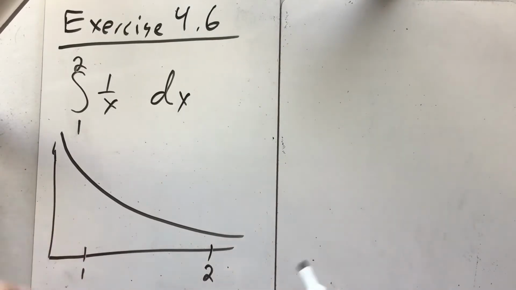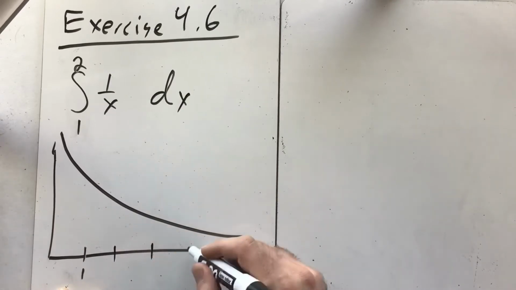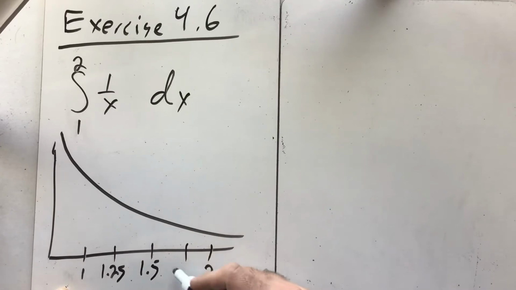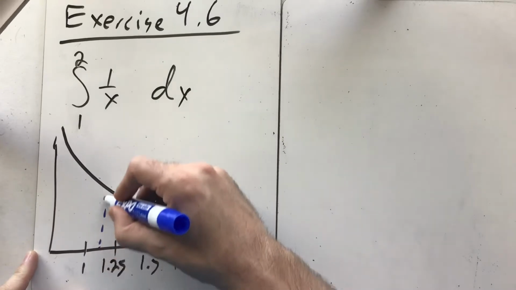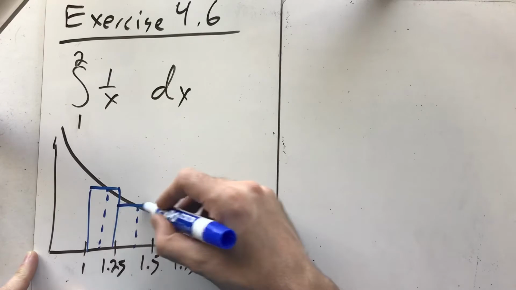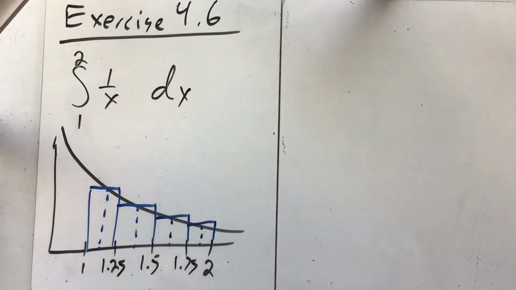So as I try to solve it, I'm going to try to break it up into 4 sections. So I've got 1 to 2. Let's break these up into 4 sections. That means I've got 1.25 right here, 1.5 right here, and 1.75 right here. And then how I'm going to solve this problem is I'm going to draw 4 rectangles. And it's said to make each rectangle using the midpoint rule. So I'm going to use the midpoint of each interval to draw my rectangle.